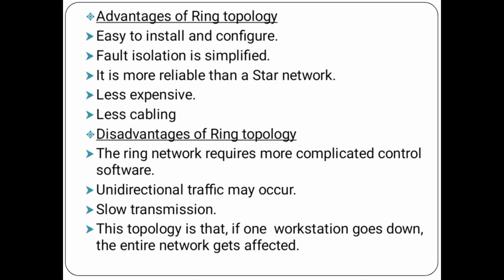Advantages of ring topology. Easy to install and configure. Fault isolation is simplified. It is more reliable than a star network. Less expensive. Less cabling. Disadvantages of ring topology. The ring network requires more complicated control software. Unidirectional traffic may occur. Slow transmission. In this topology, if one workstation goes down, the entire network gets affected.